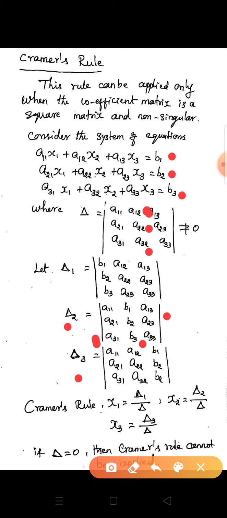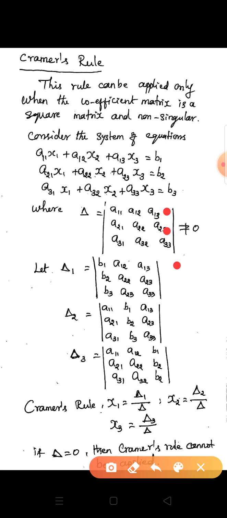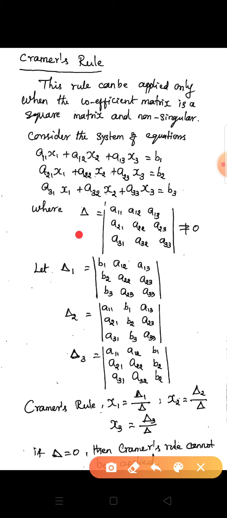Now delta 3. How do you write delta 3? Yes, it is correct. The third column, a13, a23, a33, is replaced by the same three elements, b1, b2, b3. The first column and second column have no change. It is called delta 3. Okay, first we write delta, and delta 1, delta 2, delta 3. The four values we find out.